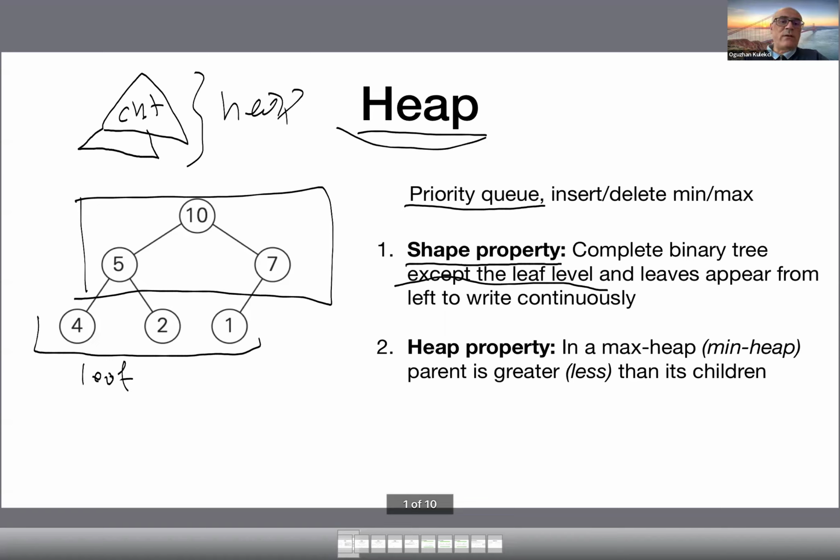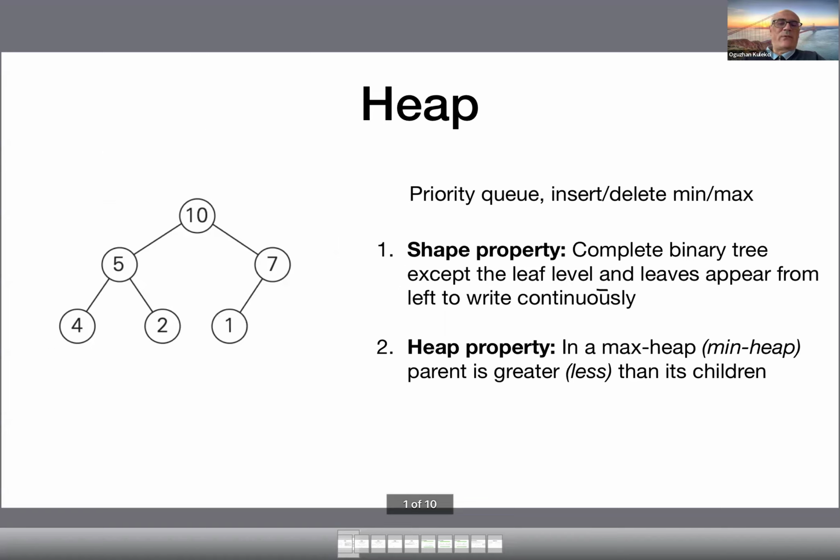The important point is that all the leaves should appear towards the left side. There cannot be a gap between the leaf nodes. For instance, if I take this out and make it like that, this is not a heap because there is a gap on the leaf level. So on the leaf level, no gaps are allowed. You see what this brings. So let me draw it again. This is my complete binary tree, right?